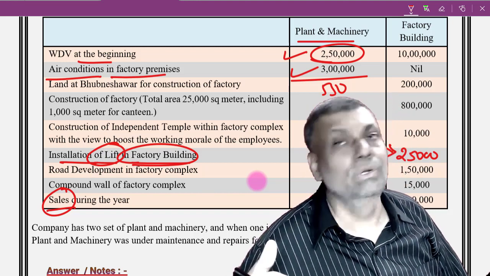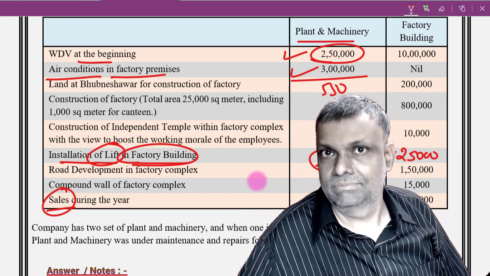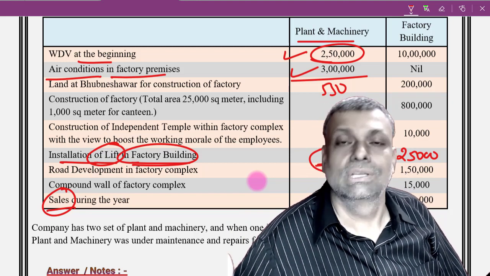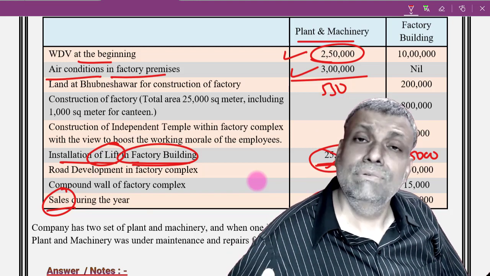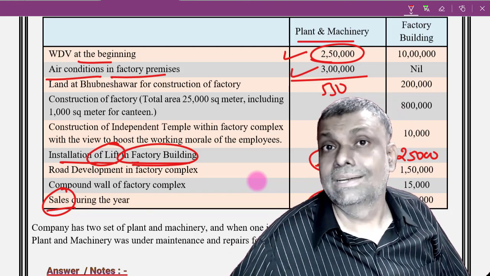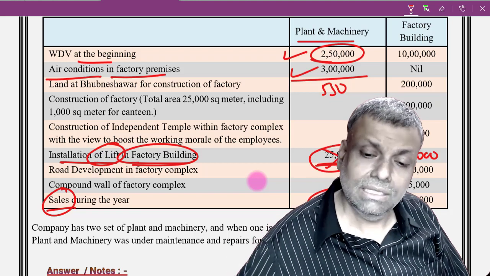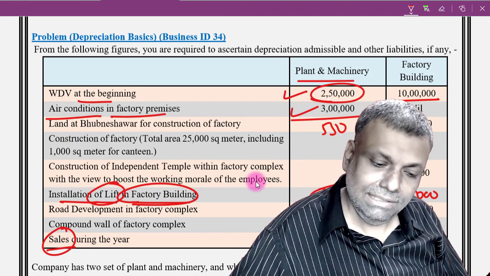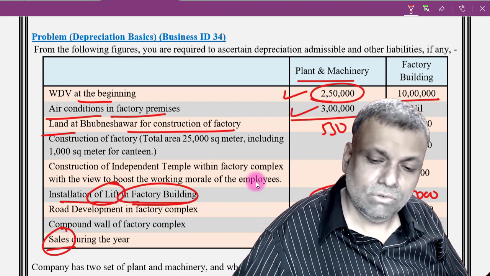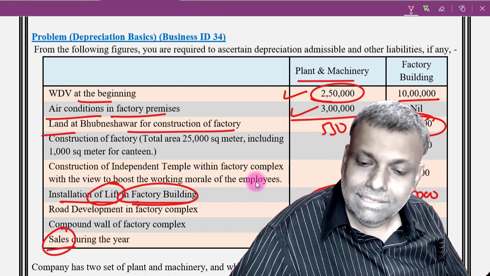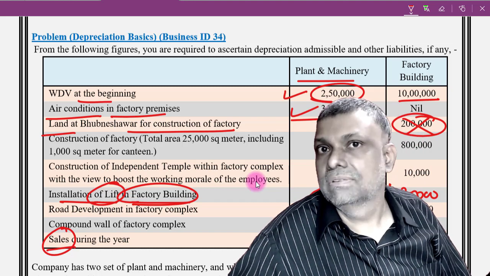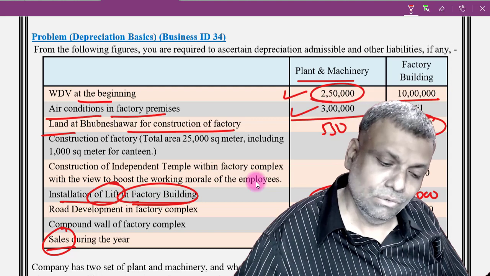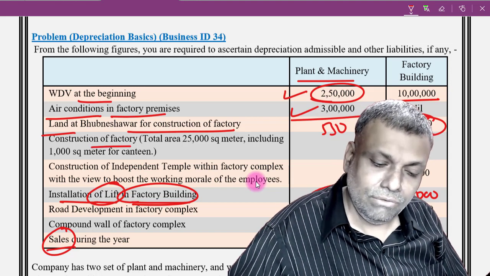So don't say it's a negative WDV. A negative WDV basically means a profit, that your sale price is more than the aggregate cost. So that figure is straight away taxable, and don't forget it is deemed short-term capital gains in the capital gains chapter. Now see the factory building. Factory building opening is 10 lakhs. Then land at Bhubaneswar for construction of a factory. Land is not eligible for any depreciation. Only the building is eligible. So forget about that. Now, construction of factory.